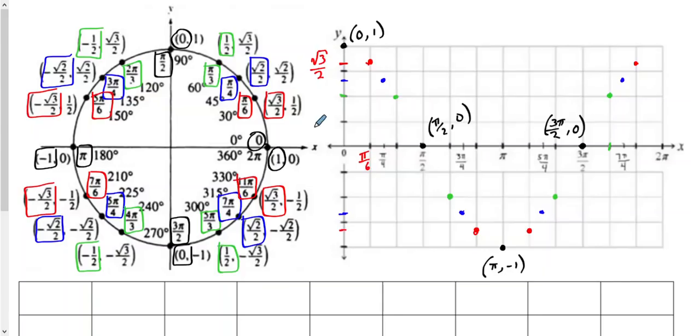Now last, but certainly not least, we have our final position, which is not 0, but 2 pi, because we've taken a full trip around the circle, and we end up back at the y value of 1. So that point is 2 pi, 1.